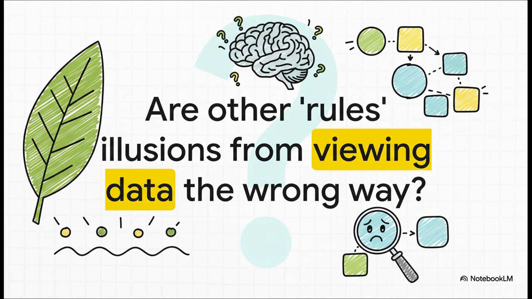And that leaves us with a fascinating final thought to chew on. This whole story was about photosynthesis, one of the most studied processes in all of biology. So it really makes you wonder, what other established scientific rules out there might just be an illusion, a misunderstanding that was created simply because we were looking at the data in the wrong way?